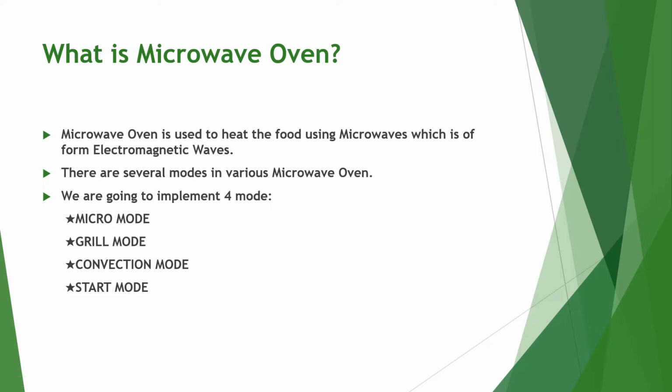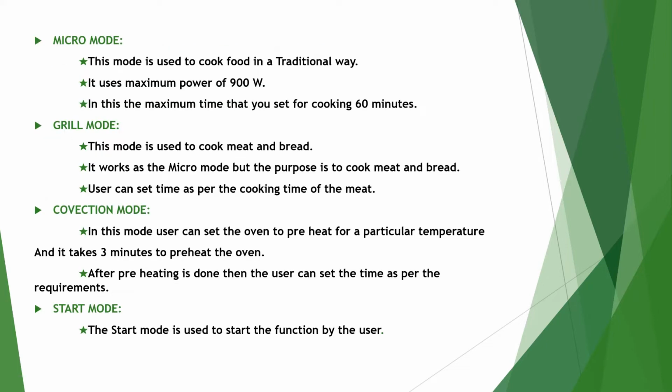Basically, what is a microwave oven? It's used to heat or cook food using electromagnetic waves. In our project, we are implementing 4 modes: micro mode, grill mode, convection mode and start mode. In micro mode, we use a maximum power of 900 watts, and it's a traditional way of cooking. The maximum time we have set in our project for cooking is about 60 minutes, that's about 1 hour.